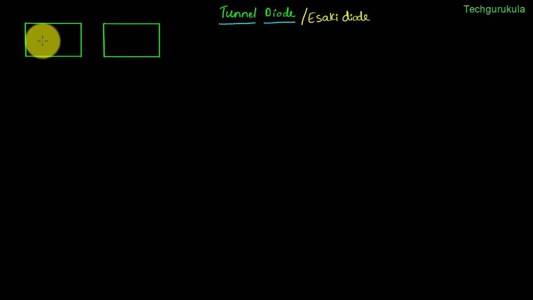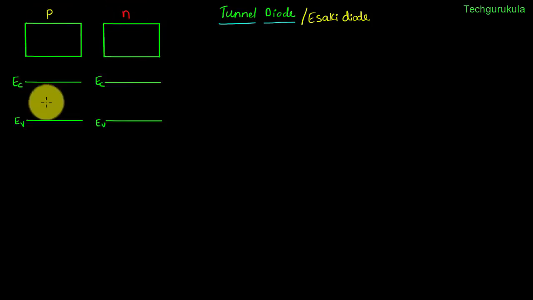Let me take two crystals of the same semiconductor material, where one is doped with trivalent impurities so that it becomes p-type, and the other is doped with pentavalent impurities so that it becomes n-type. Its energy band diagrams would look like this, except that the Fermi energy level is not shown here. For tunnel diodes, the doping would be very high. So on the p side, if I take heavily doped, let's say this is p plus, we can actually call it p plus plus because it is heavily doped.